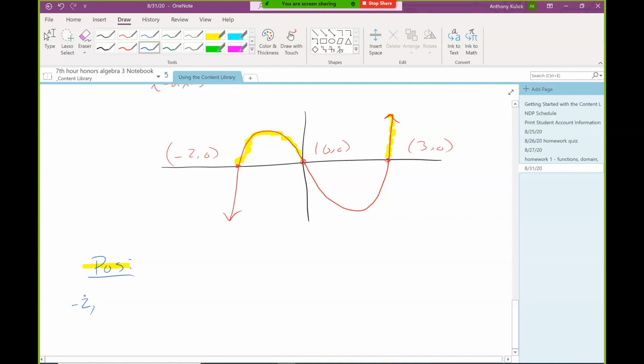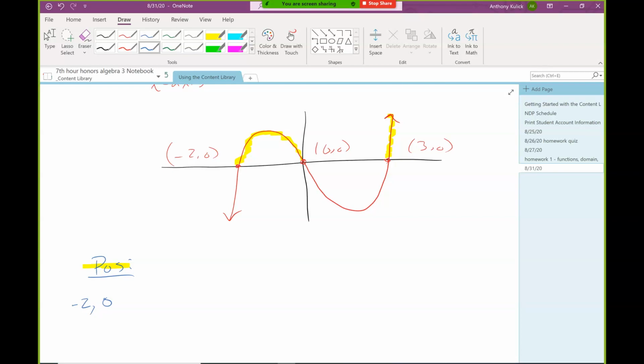And then it continues to what point? 0, 0. Again, all we care about is the x value. So my interval goes from -2 to 0. Is everybody okay with that?